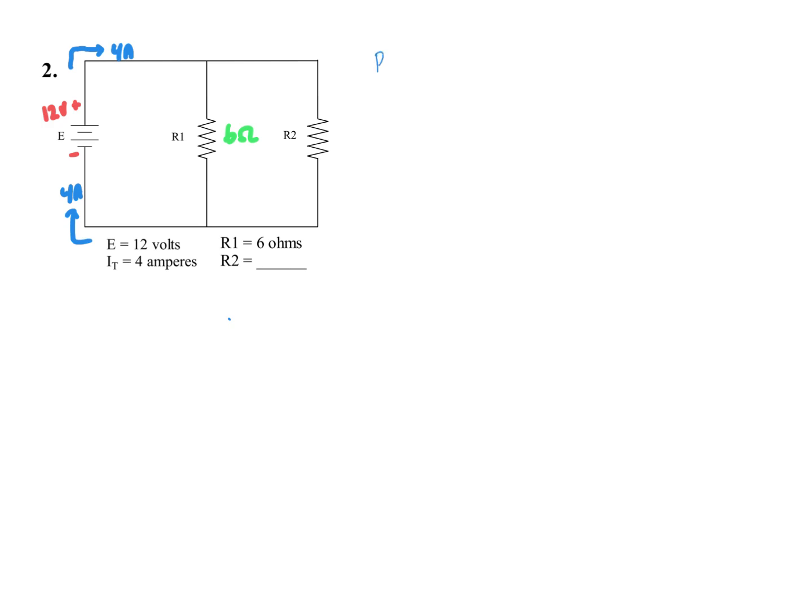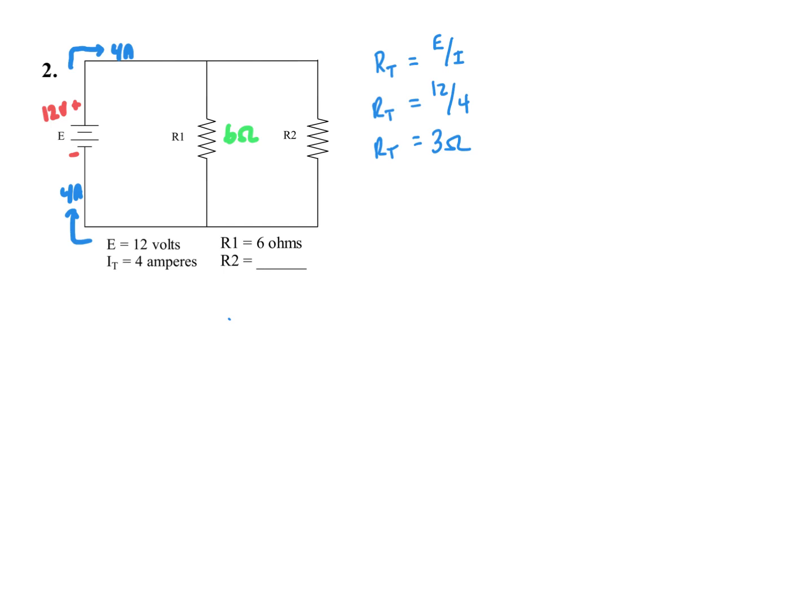So let me write that out. Resistance total is going to be equal to voltage over amperage. And so if I solve that, that would be 12 divided by 4. So my resistance total in this circuit is 3 ohms.